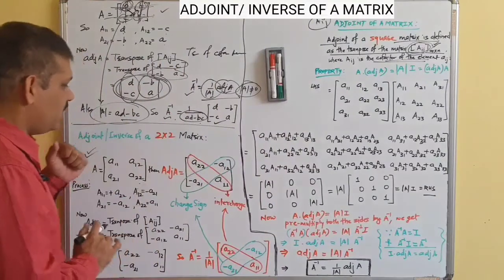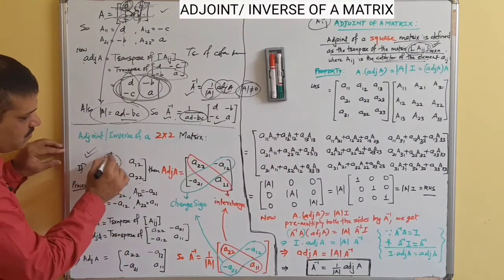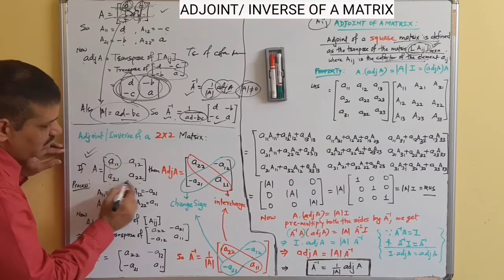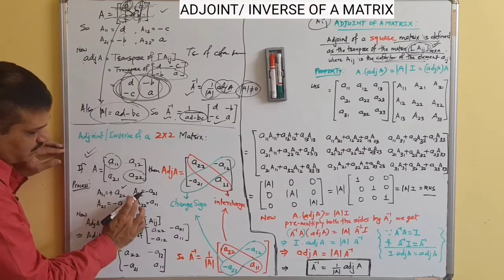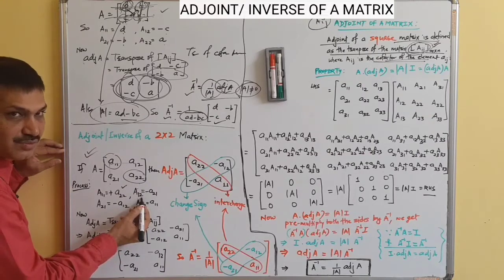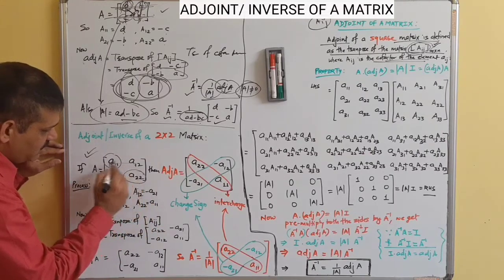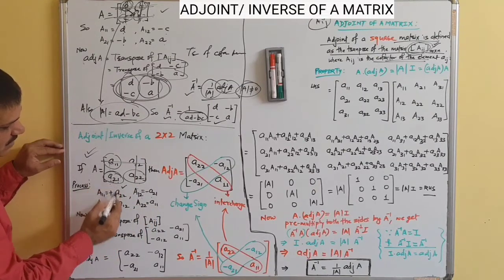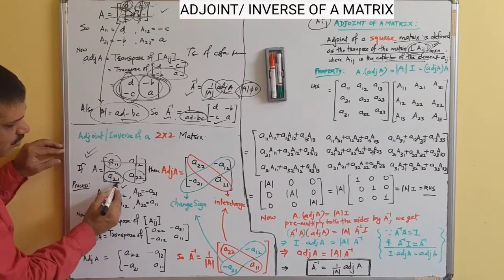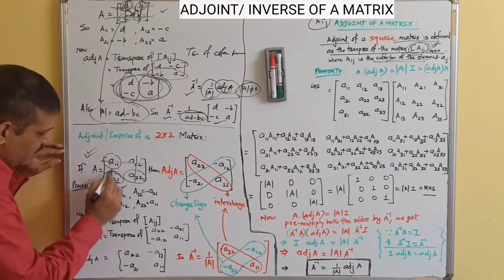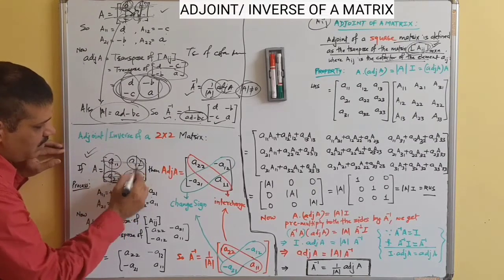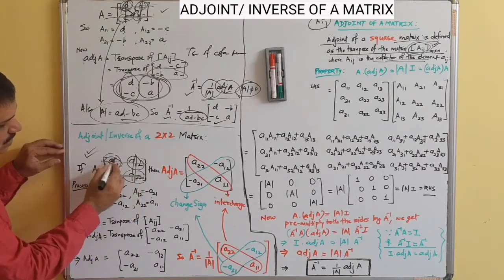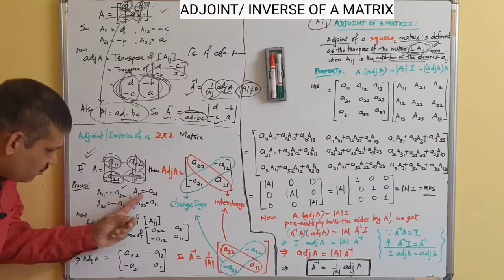Okay, so let's find the cofactors. For the cofactor of a11, we delete its row and column, leaving a22. For a12, the cofactor is 1 plus 2, minus 1 raised to 3 is negative, so it is minus a21. For a21, 2 plus 1 is an odd power of minus 1, so it is negative: minus a12. For a22, deleting its row and column leaves a11, positive. This is the cofactor matrix.